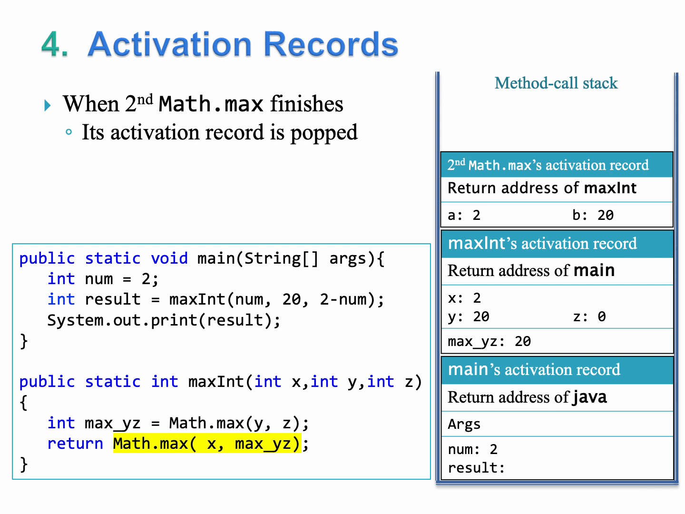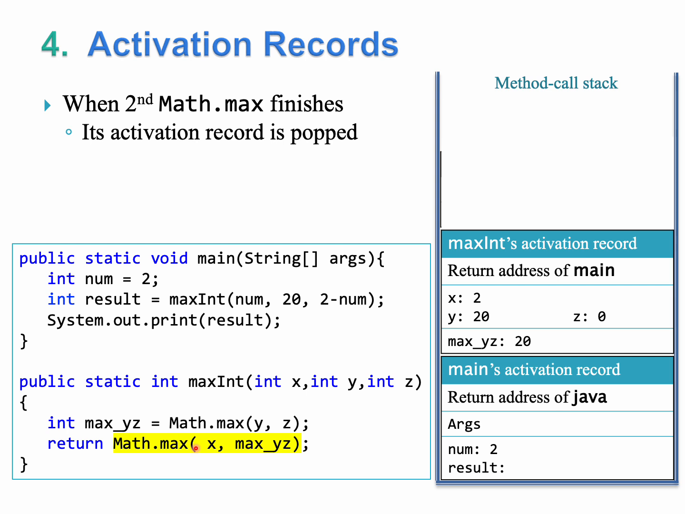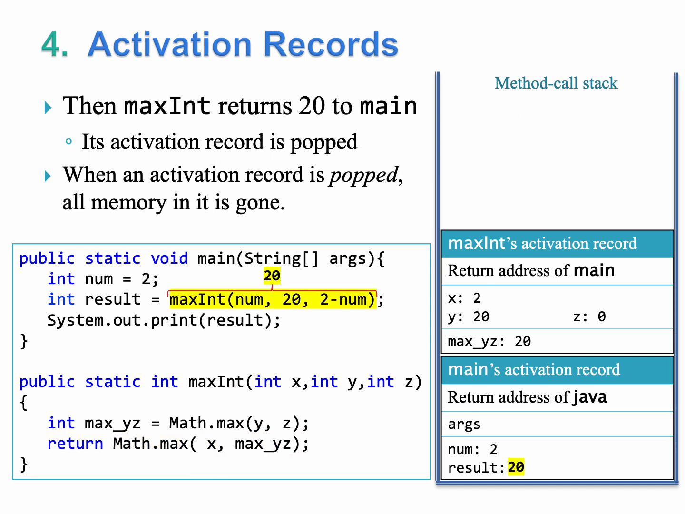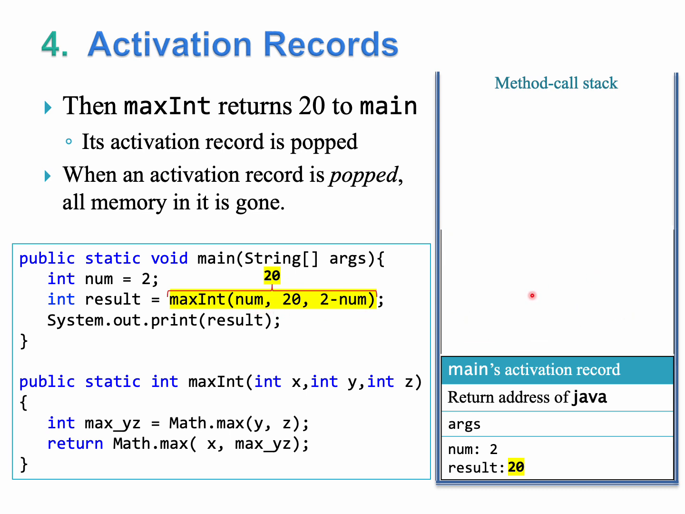When the second call to Math.max finishes, its activation record is popped and it returns control and value 20 back to maxInt. Then maxInt returns a value 20 to main. At this point, the call to maxInt in the main method is also finished and its activation record is popped off the stack.